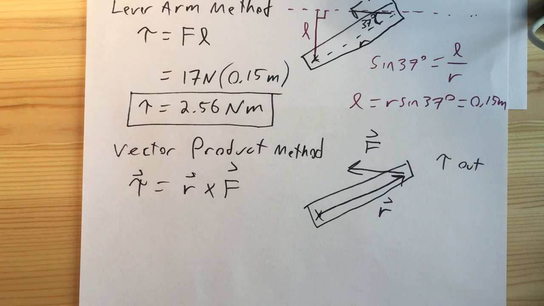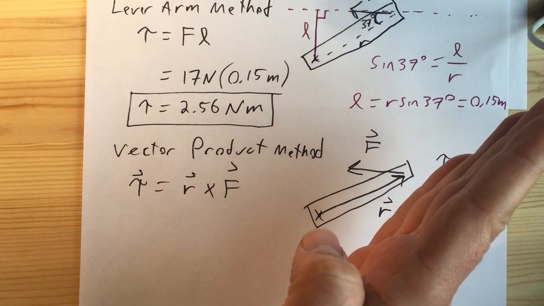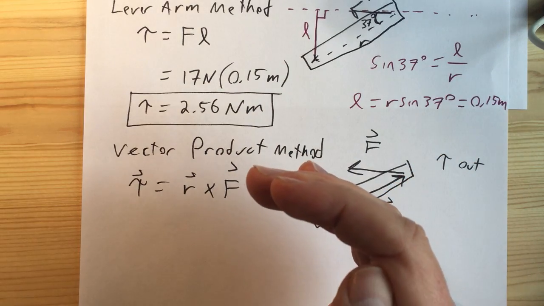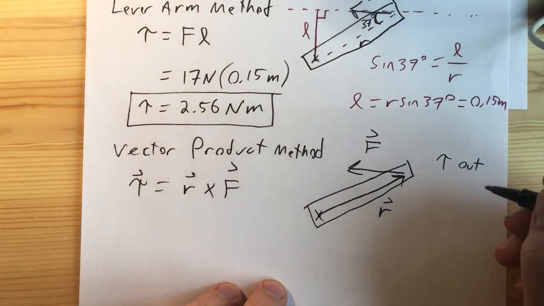I was just talking about the right-hand rule, where we can figure out the direction of this torque vector: point my hand in the direction of R, curl my fingers in the direction of F. My thumb now points out of the page, so my torque is out of the page.